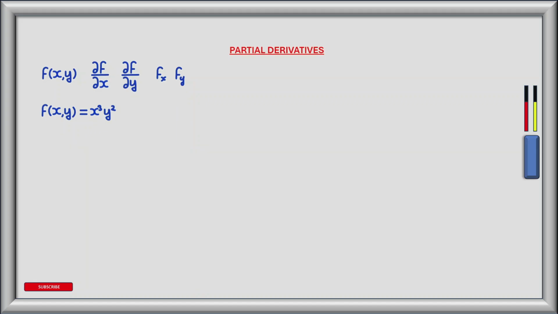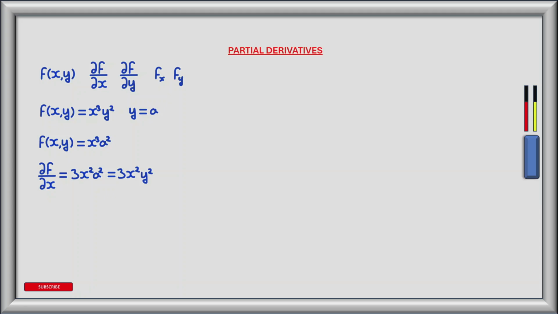Now let's look at another example. Let's say we have the function f of x, y is equal to x cubed multiplied by y squared. So let's first look at how we find the partial derivative of f with respect to x. So to do this, we're going to hold y constant. So we let y equal a. So f of x, y is now x cubed multiplied by a squared.